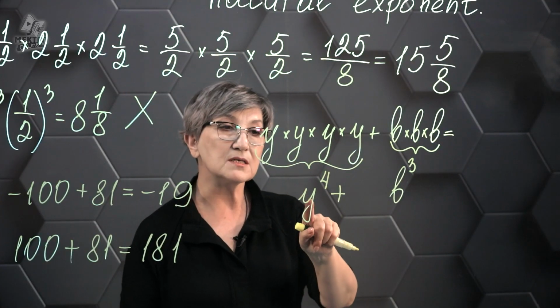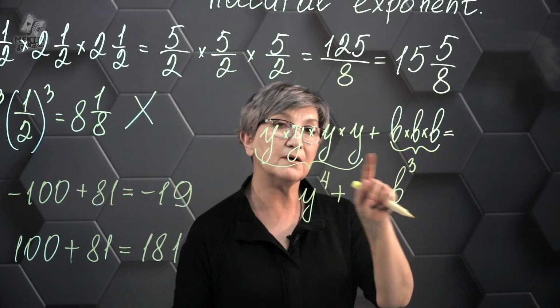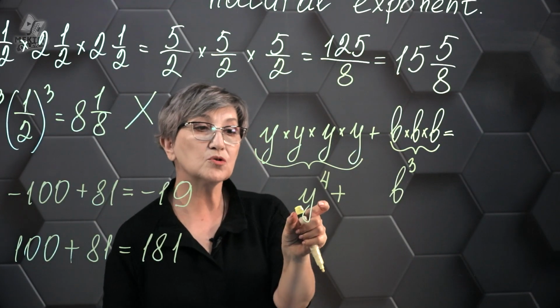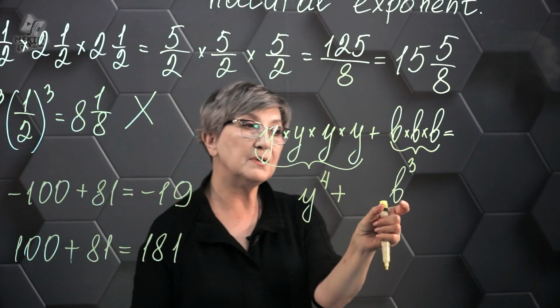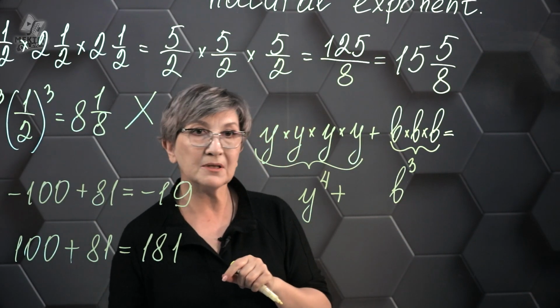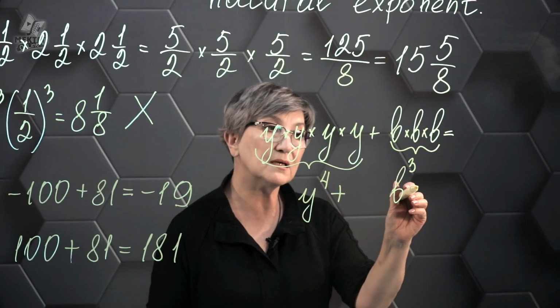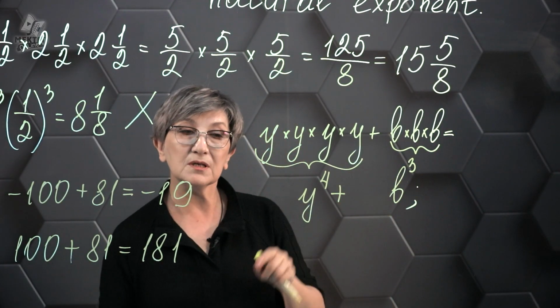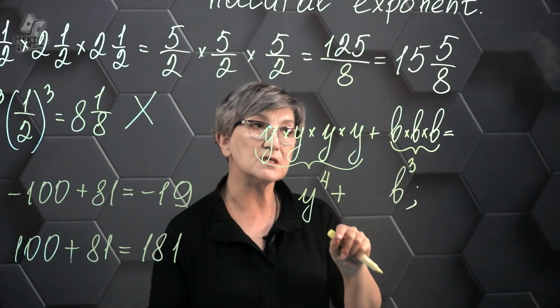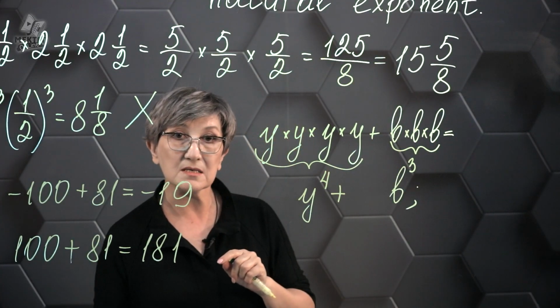The result is y to the 4th degree plus b to the 3rd degree. The thing is, the variable y and the variable b are not like terms. Therefore, the answer will be the expression y in the 4th degree plus b in the 3rd degree.